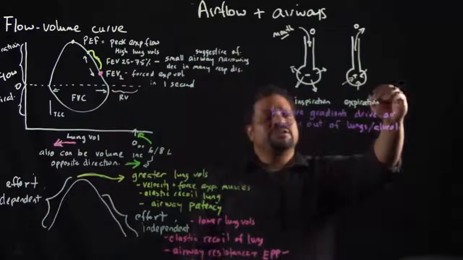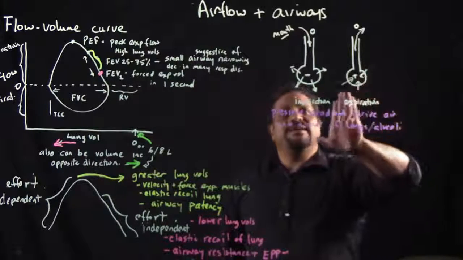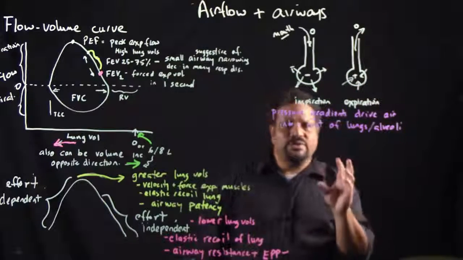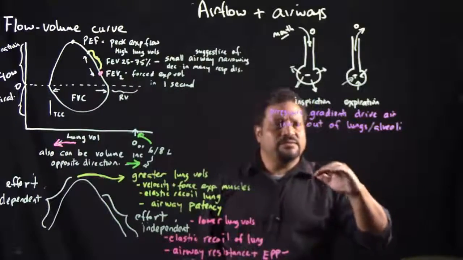On expiration, the alveolar pressures tend to get a little bit more positive, and then you're going to get air leaving the alveoli going out of the mouth. Okay, so it's really important to note that pressure gradients drive air into and out of the lungs, okay, or alveoli.